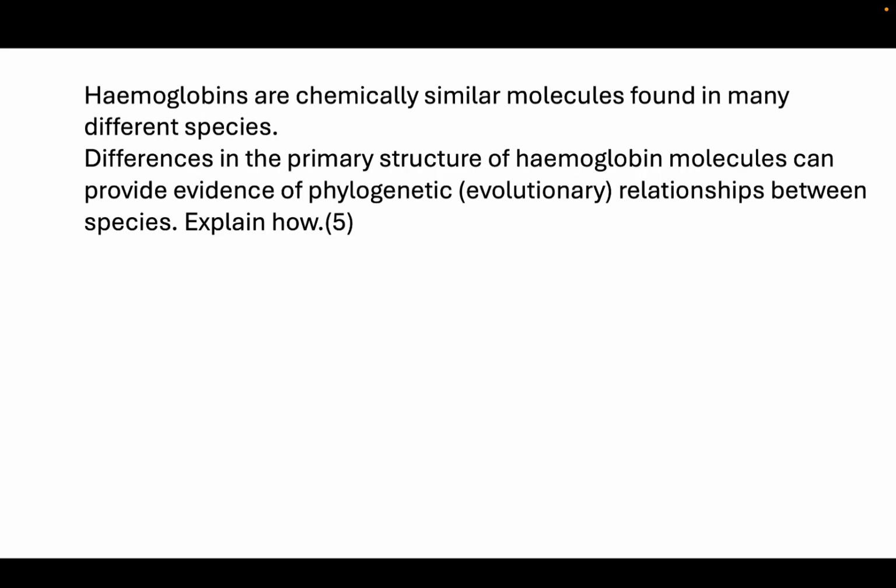Finally, this is the last question. It's, I'd say, a pretty hard question to get full marks in. So hemoglobins are chemically similar molecules found in many different species. Differences in the primary structure of hemoglobin molecules can provide evidence of phylogenetic or evolutionary relationships between species. Explain how for 5 marks.